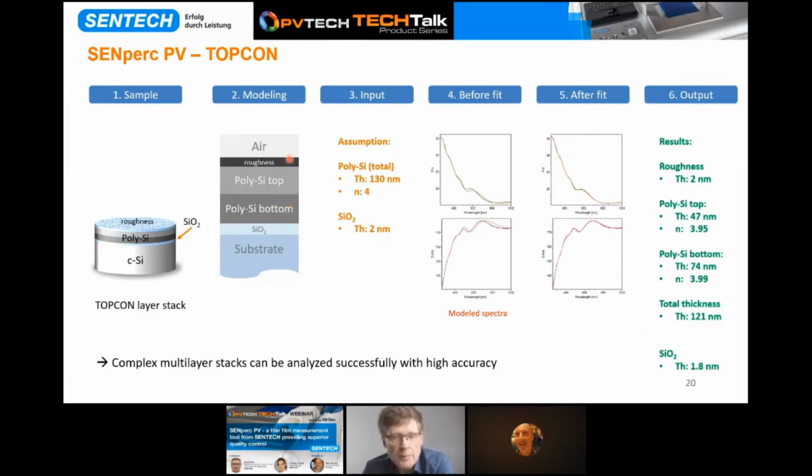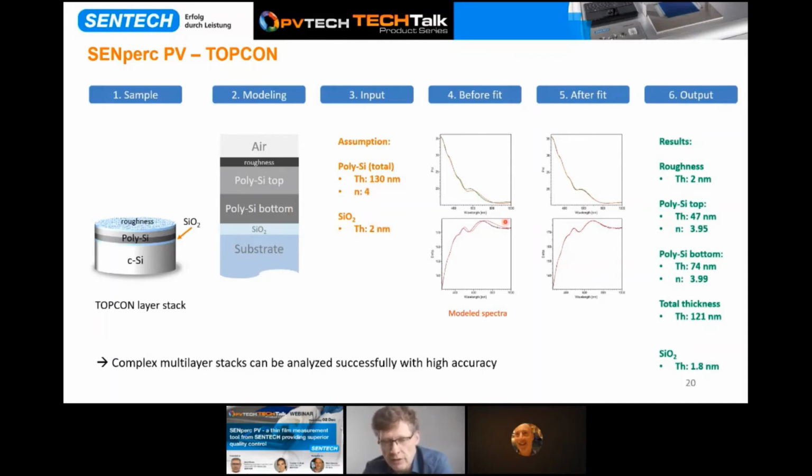Additionally, polysilicon is known to grow with a rough surface. That's why we also have to include a roughness on top of the polysilicon film. The SiO2 film thickness separating the substrate from the polysilicon is expected to be about 2 nanometers.